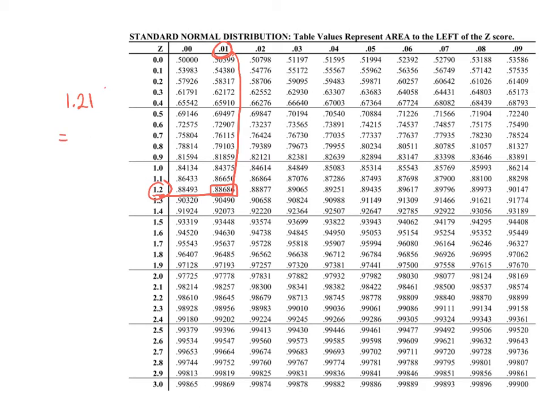And the value is 0.88686. So we know the value would be 88.686%. Positive. We've done 1.21 already, so mistake right there. Okay.